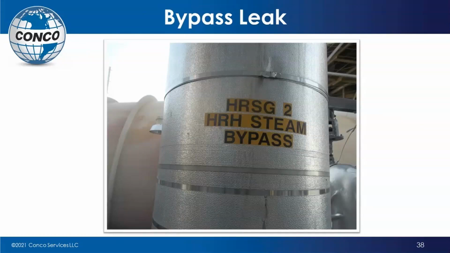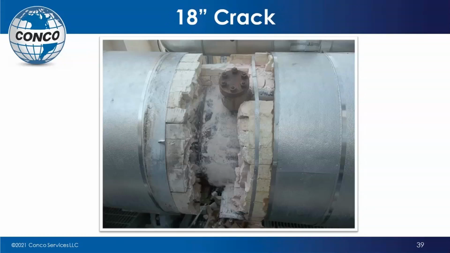Here's a bypass leak. This is one that we found. When we find these types of leaks, instead of you having to take apart all the insulation, we can find the leak with the insulation on and then narrow down, so all you have to do is remove a smaller portion. This reduces the amount of time and effort your people have to put into getting the insulation off and repairing and re-insulating that pipe. In this case, we found an 18-inch crack, opened this up, the crack was repaired, insulation put back on, and the unit was back up and running.